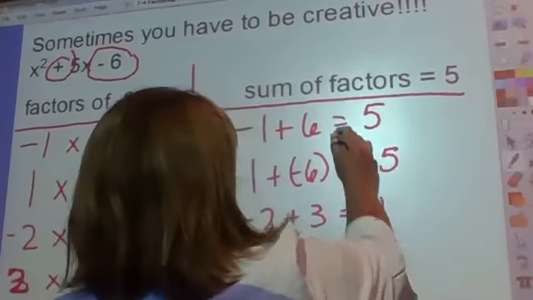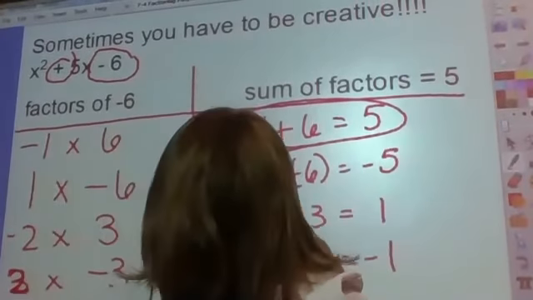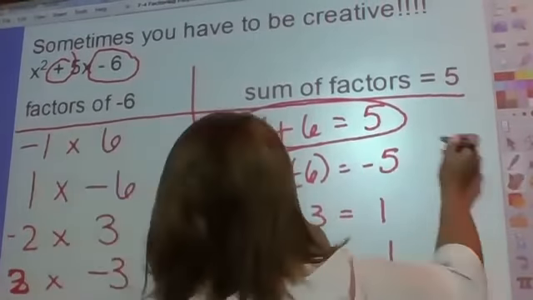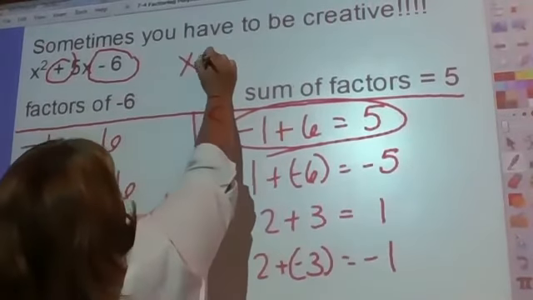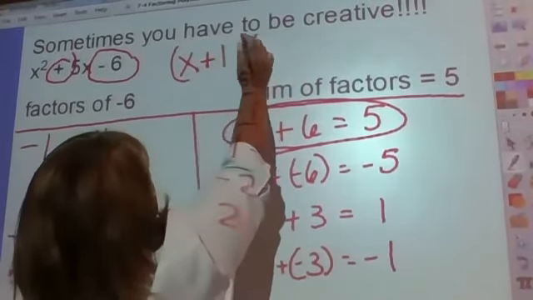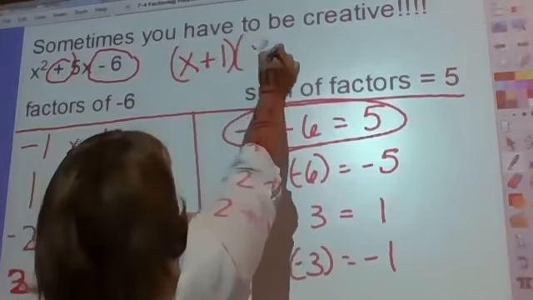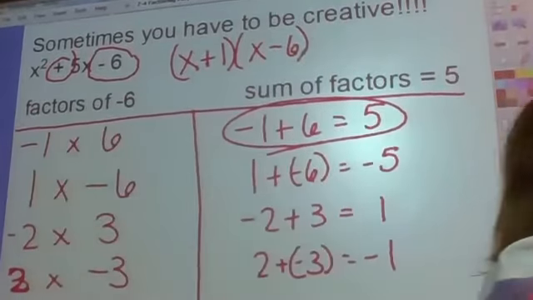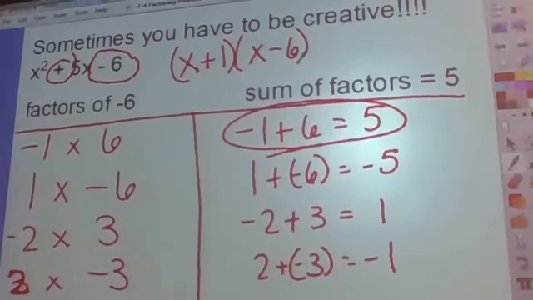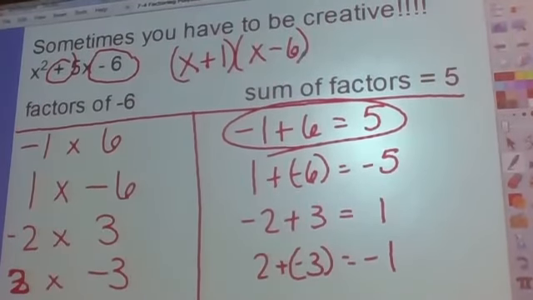So this would be it right here. Your answer would be x plus 1 times x minus 6. So sometimes you're going to have to be super duper creative. Got it?